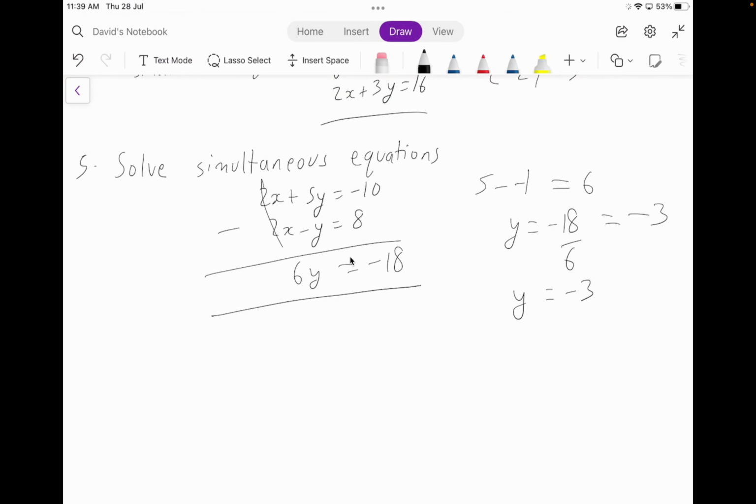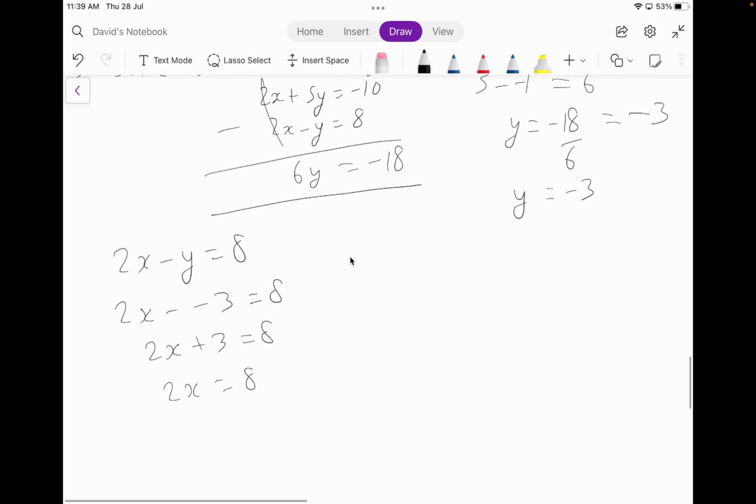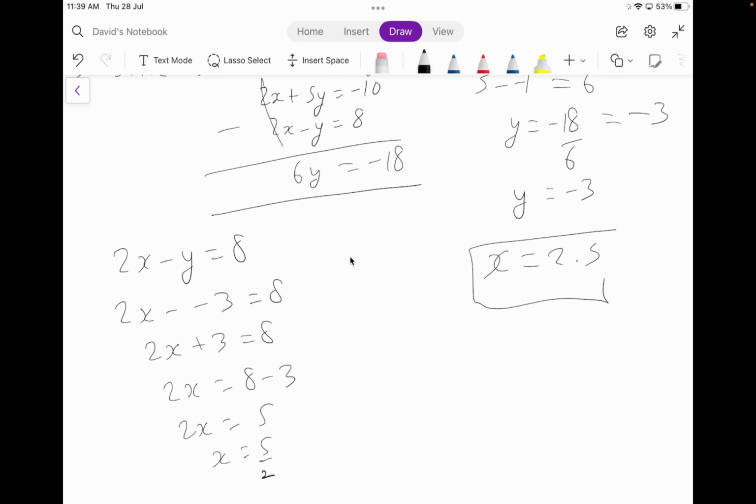You're going to take any one equation. In this case you have 2x minus y is equal to 8. So you have 2x minus minus 3 is equal to 8. So it's going to be a positive 3 actually, equal to 8. So you have 2x is equal to 8 minus 3. 2x is equal to 5. x is equal to 5 divided by 2. And x is going to be equal to, I'm going to leave it as a decimal, 2.5. So this is your answer.